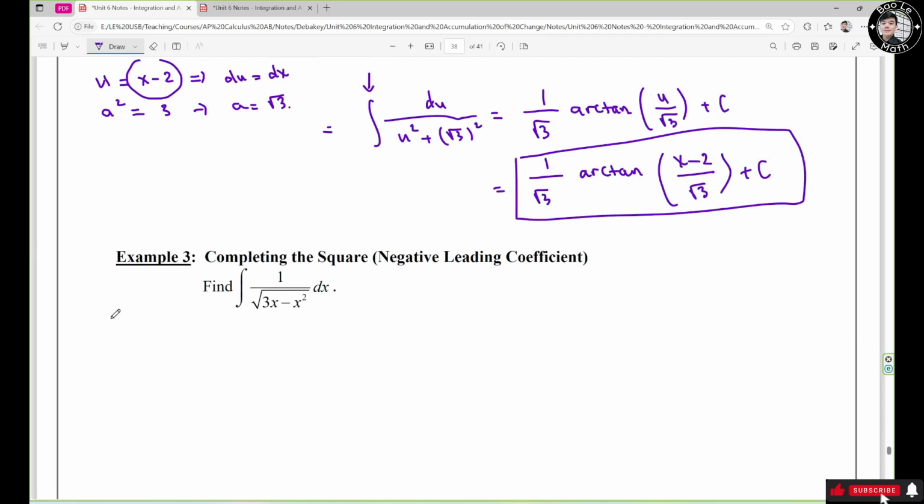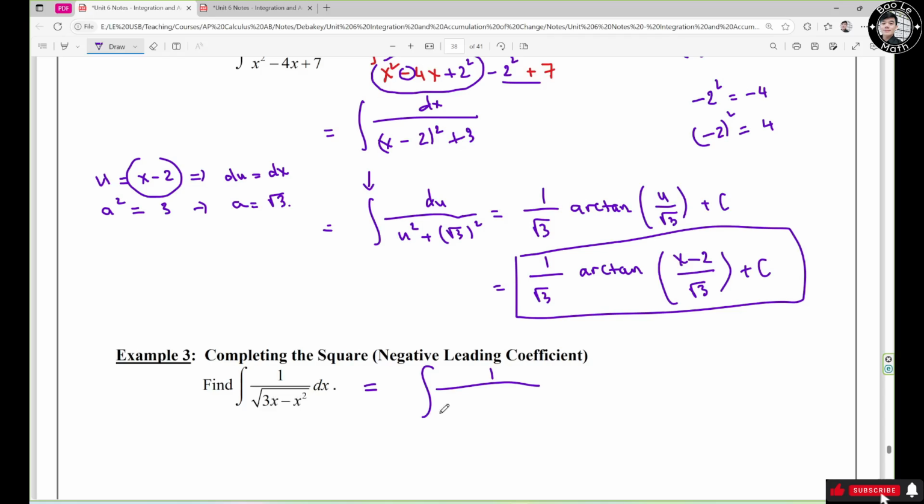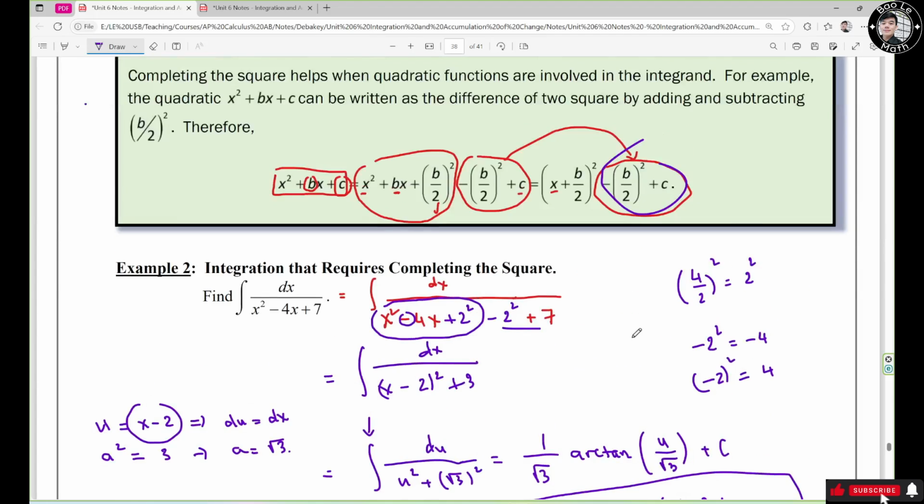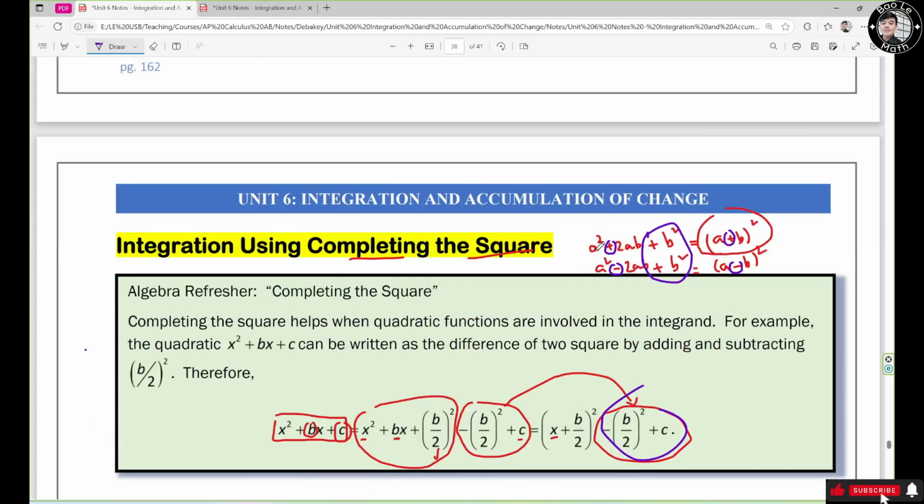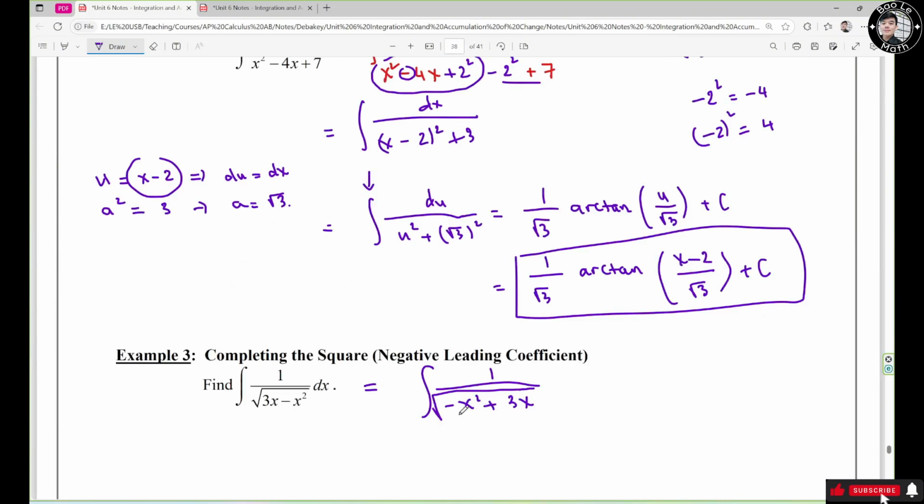Now let's take a look at example number 3. Completing the square, negative leading coefficient. This can be written as the antiderivative of 1 over... Now you need to rearrange this, so it turns out to be negative s squared plus 3s. Now you know that the first term of completing the square is always positive. This one is always positive, this one is always positive, but this one is negative. You need to factor negative one out.